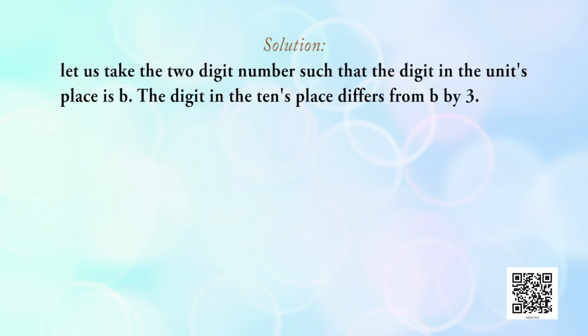To find the solution for this problem, let us take the two-digit number in such a way that the digit in the unit place is b. Then the digit in the 10th place differs from b by 3. Therefore, the 10th digit becomes b plus 3. So, the two-digit number is 10 times (b plus 3) plus b, that is nothing but 10b plus 30 plus b, that is 11b plus 30.